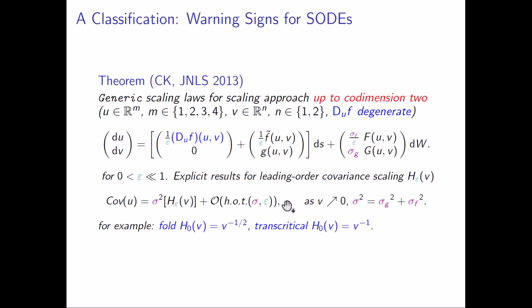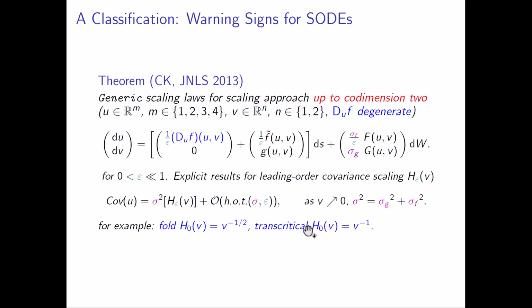I assume that there's a certain noise level sigma, and then I can show that for certain types of bifurcations there are certain scaling laws. So the variance grows like V to the minus 1/2 for a fold bifurcation. For a transcritical, which I had shown before, it grows like V to the minus 1, and the same for a Hopf bifurcation and so on. So as you approach the bifurcation point, there's a growth of the covariance, or the variance in the one-dimensional case.